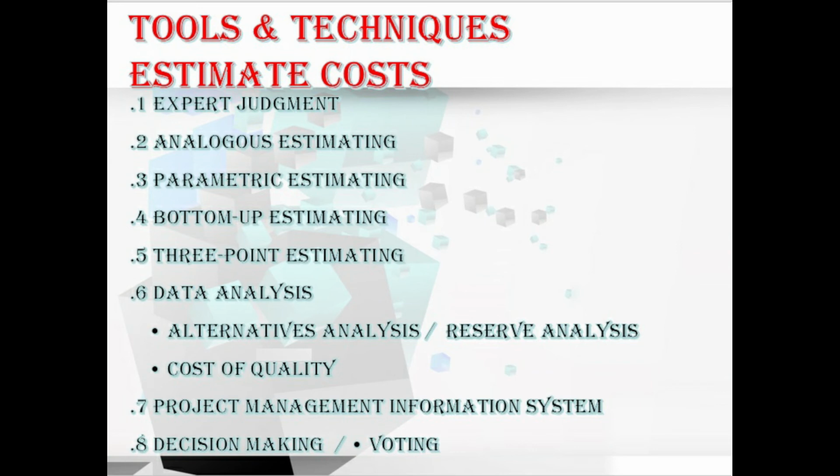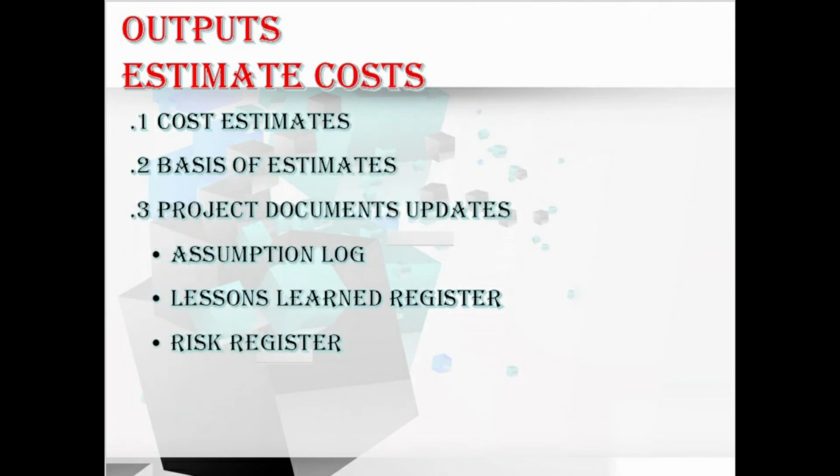Let's move to the outputs of estimate cost, starting with cost estimates. Cost estimates include the quantitative assessments of the probable cost required to complete the work, which includes the contingency and the management reserves to account for identified and unidentified work, such as the direct labor, materials, equipment, services, facilities, IT, or any special categories like the cost of financing or exchange rates, etc.